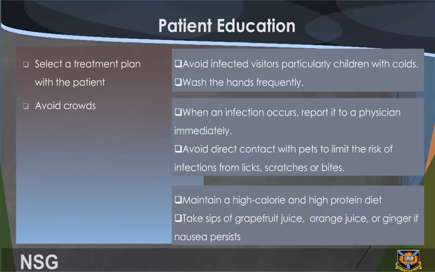Patient education. Select a treatment plan with the patient. Avoid crowds. Avoid infected visitors, particularly children with colds. Wash the hands frequently. When an infection occurs, report it to a physician immediately. Avoid direct contact with pets to limit the risk of infections from licks, scratches, or bites. Maintain a high-calorie and high-protein diet. Use sips of grapefruit juice, orange juice, or ginger ale if nausea persists.